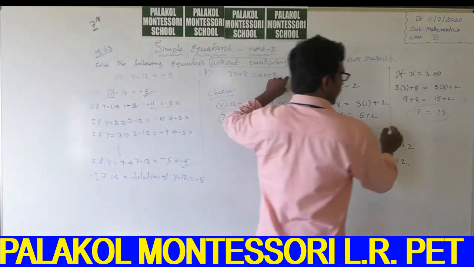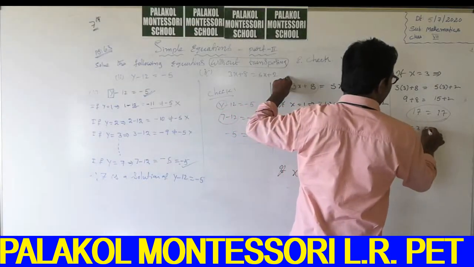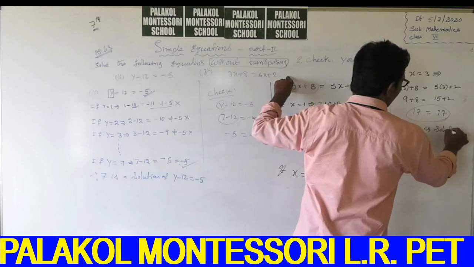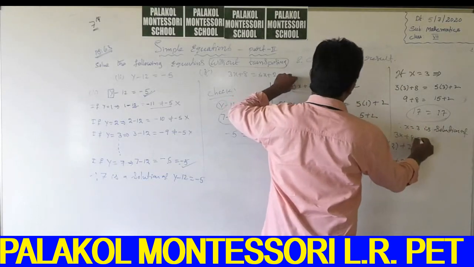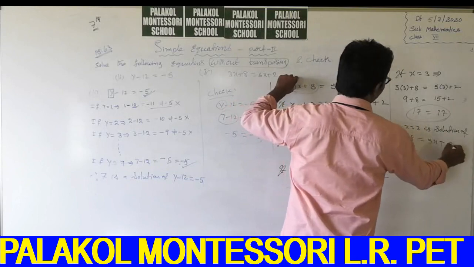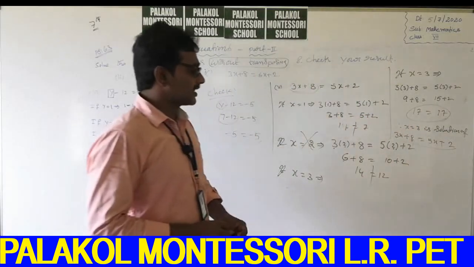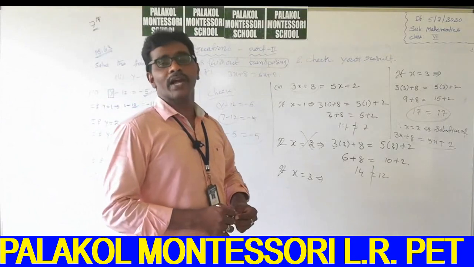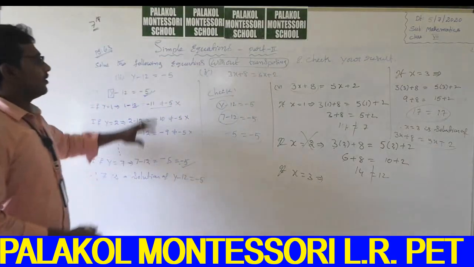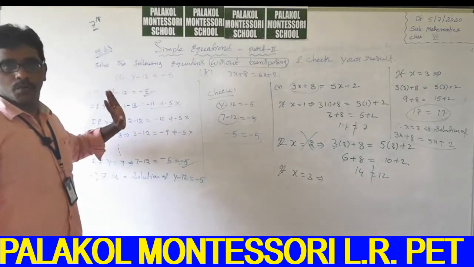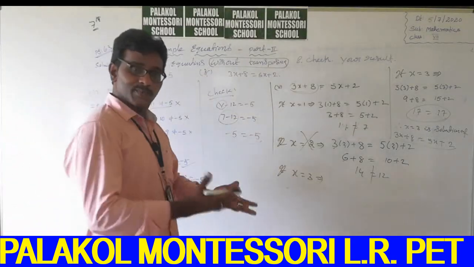That means x is equal to 3 is a solution of 3x plus 8 is equal to 5x plus 2. Is it clear, guys? Okay. So the model without transposing is over. Next one, suppose the transposing model.